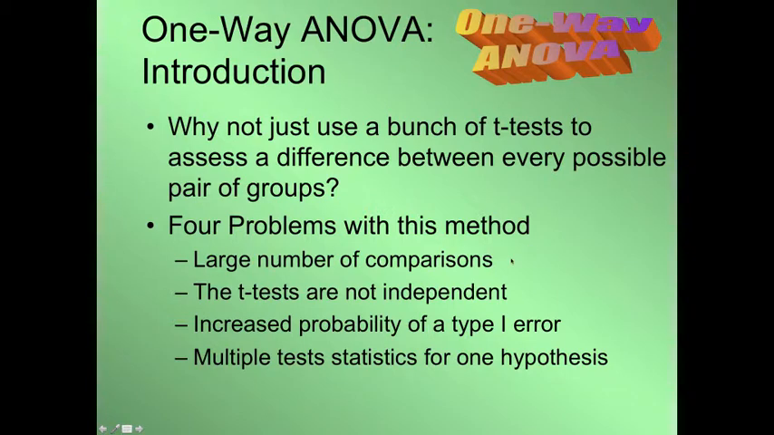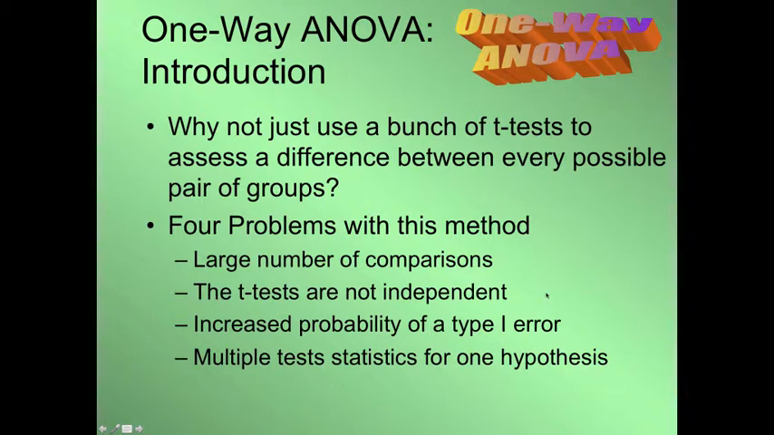Number one, you'll have a large number of comparisons. You only have three if there are three groups, but obviously the number of pairwise comparisons, as they're called, increases greatly as you increase the number of groups. For example, you have three t-tests you would need for three groups. Well, there are six t-tests you would need for four groups, okay, for every pairwise comparison. One t-test for every pairwise comparison.